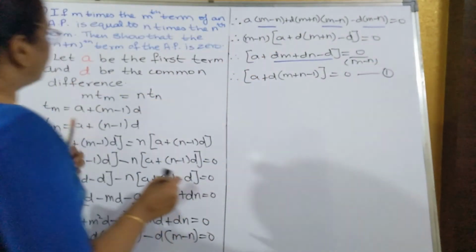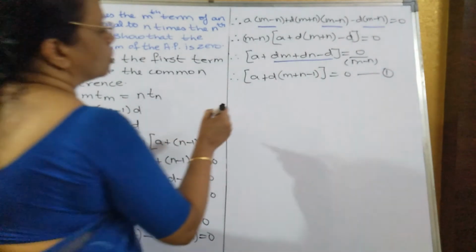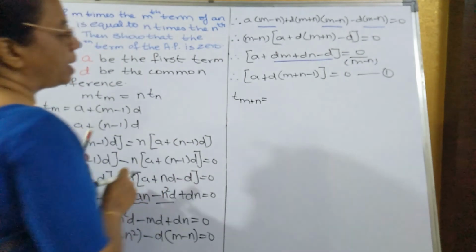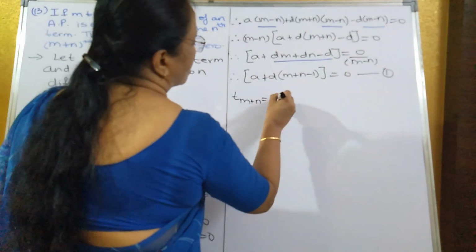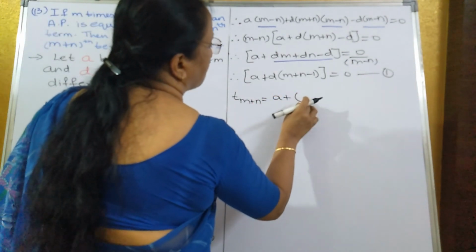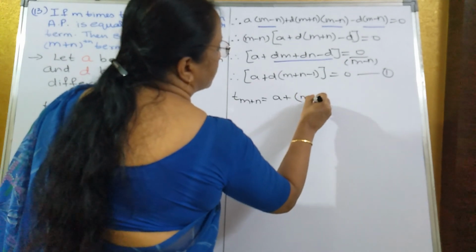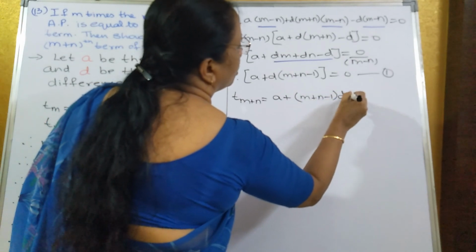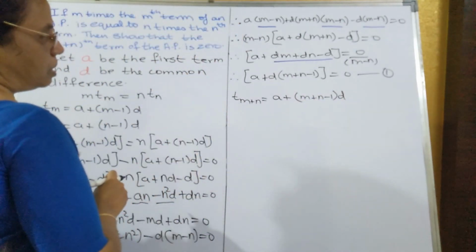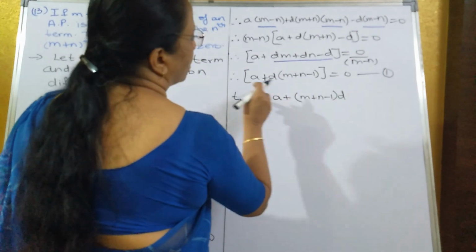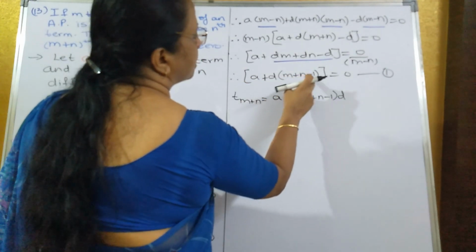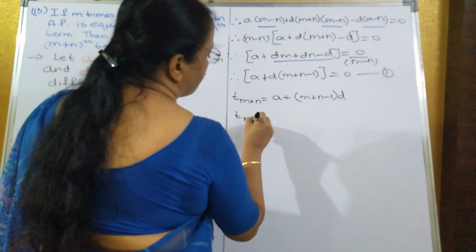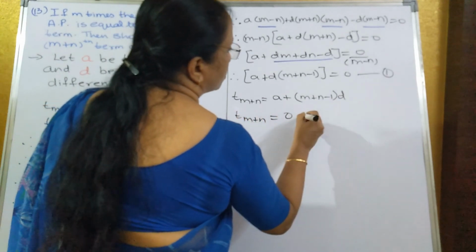Now we have to find out the (m + n)th term. So T(m+n) is equal to what? Over here n is equal to m plus n. So that is equal to a plus (m + n − 1) into d. Now what is a plus (m + n − 1) into d? A plus (m + n − 1) into d is what? 0. So T(m+n) is equal to 0 from 1.